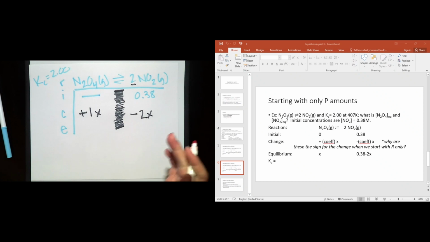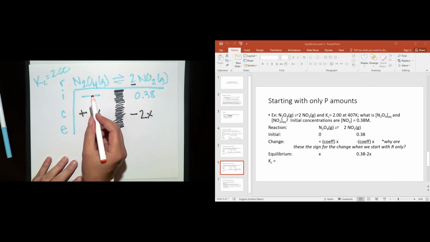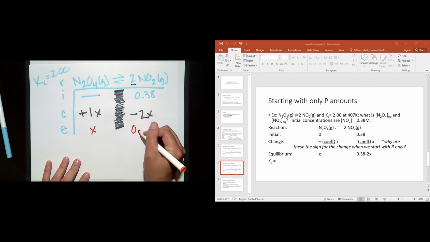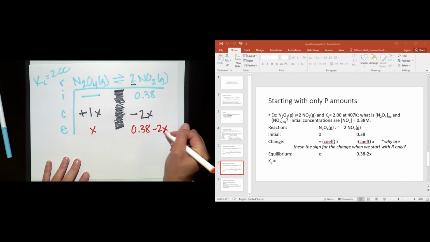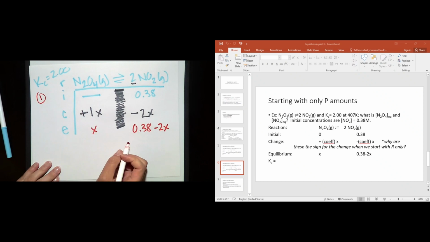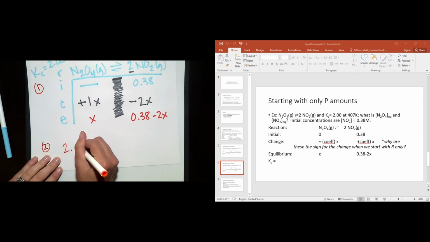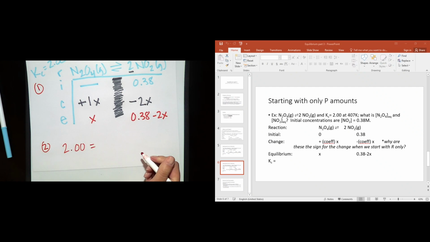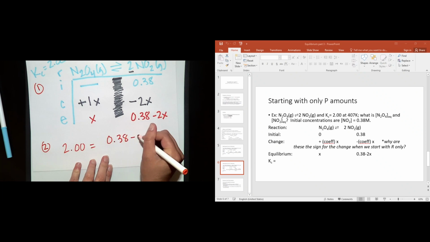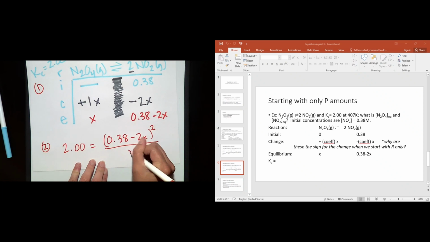Okay, and then this step isn't so bad. Once you get those two, you're just combining, adding together those first two. So 0 plus 1x, I'm just going to write x. 0.38 minus 2x, I don't have a way to simplify that. All right, so that's my first step, I like to set up the rice table. My second step is to set up the K expression. So I have 2 is my value for K equal to my product, 0.38 minus 2x, entire quantity squared, divided by x.